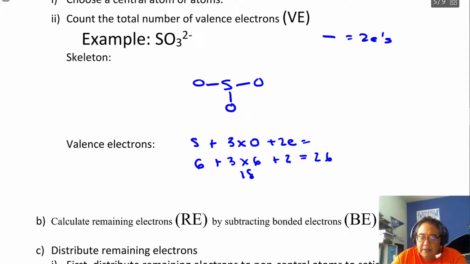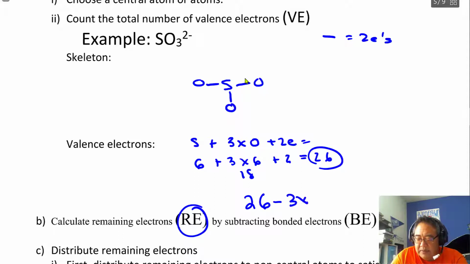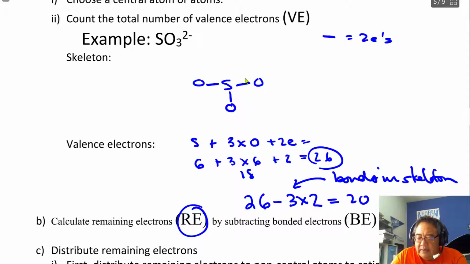So now I need to calculate how many electrons are left, because the rest of the electrons have to go around on this structure. To do that, I'll take my valence electrons, which was 26, and subtract 3 times 2, which is the bonds in the skeleton. That will leave me with 20 electrons.